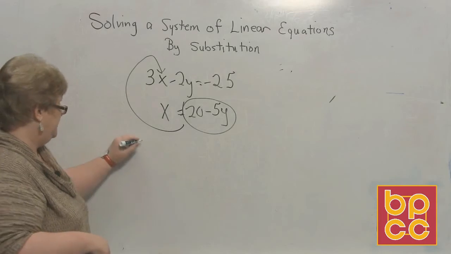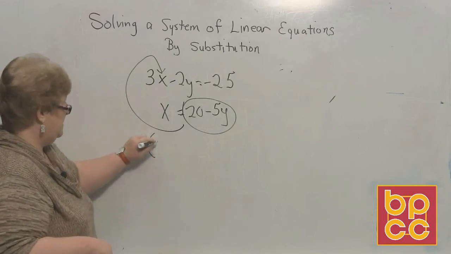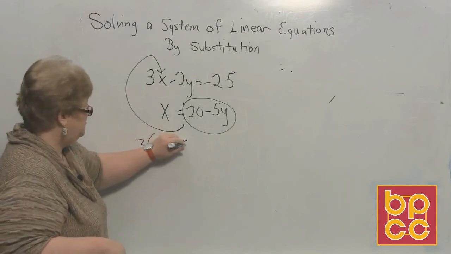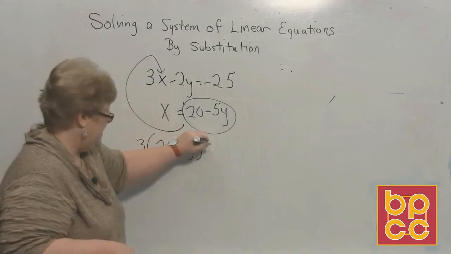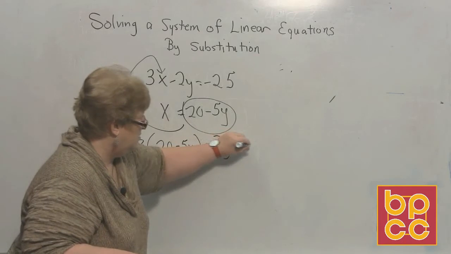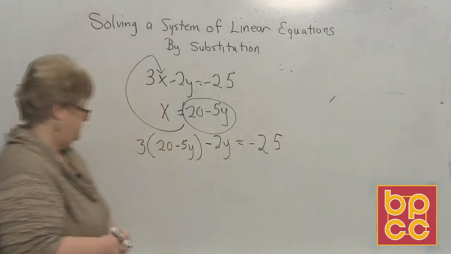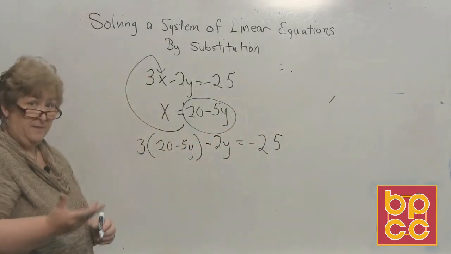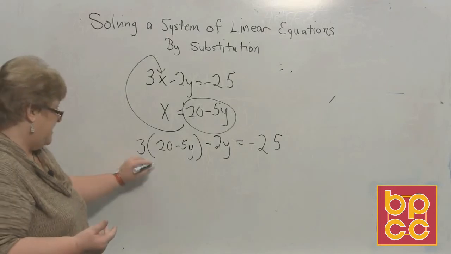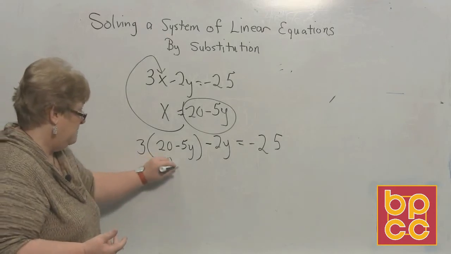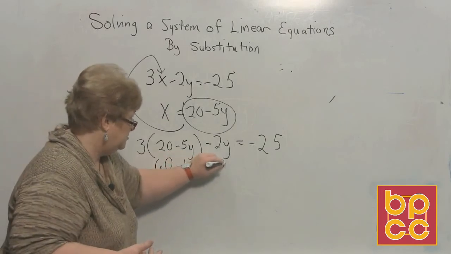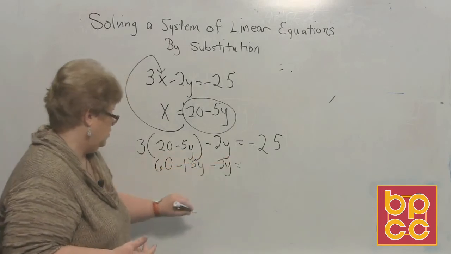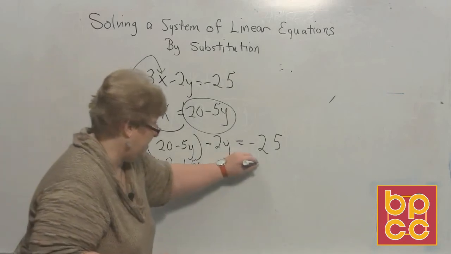All right, here we go. 3 times 20 minus 5y, close your parentheses. Now continue the statement. Minus 2y equals negative 25. It's time to distribute and then maybe combine some like terms. That is 60 minus 15y minus 2y equals negative 25.